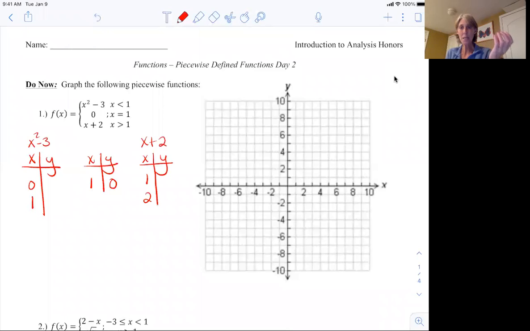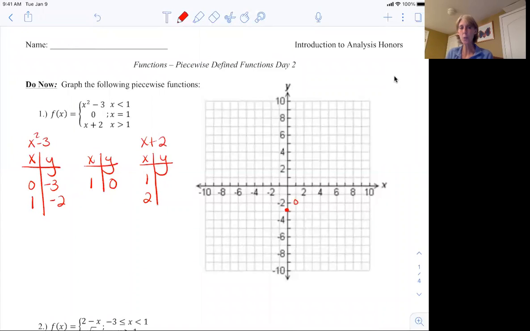Starting with the first piece, when x is less than 1, that parabola. 0 squared minus 3 is negative 3. 1 squared minus 3 is negative 2. So if I go to graph this piece, remember this is when x is less than 1, 0 is at negative 3. And when x is 1, my y value is negative 2, and it's an open circle.